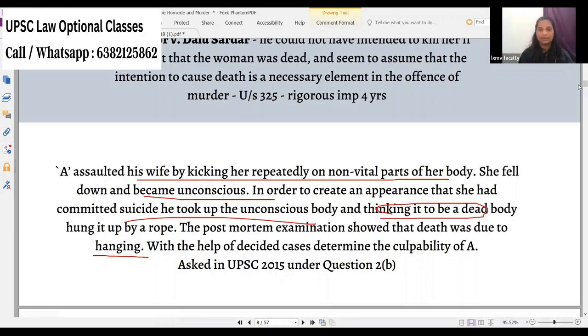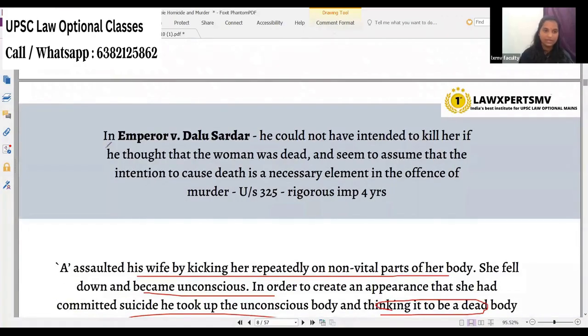We see a landmark case. We have three landmark cases. First one, let me tell you, in Emperor versus Dalu Sardar, it was stated, same facts. Okay, even here the husband has hit the wife and she fell unconscious. And once she fell unconscious, he hung her. And the autopsy report told that only by the pressure on the neck, the wife was dead. Now, the court said there is no intention to kill, because will anybody intend to kill a dead body? No, right? So there is no intention to kill. There is no culpable homicide when there is no intention to kill. So we can commit him for causing grievous hurt. So give him rigorous imprisonment for 4 years. That was the dictum. Okay.